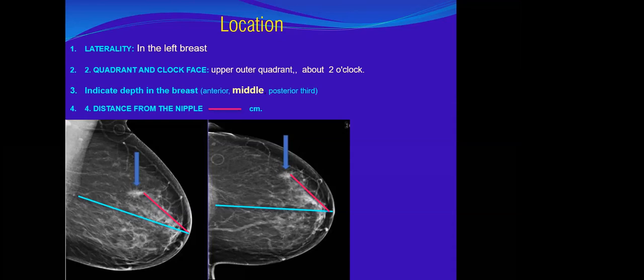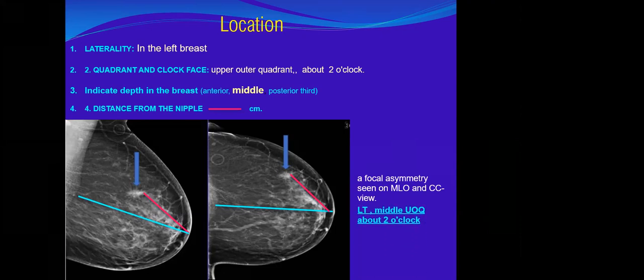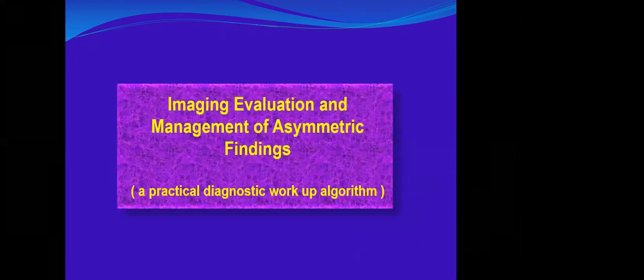This is in the left laterality, left breast, upper outer quadrant, about 2 o'clock. Depth is middle, and the red line, you have to mention it. The red line represents the distance from the nipple, in centimeters. We should not forget that. This is the descriptor of locations. So it is a focal asymmetry seen in both MLO and CC views, in the left middle upper outer quadrant at about 2 o'clock.